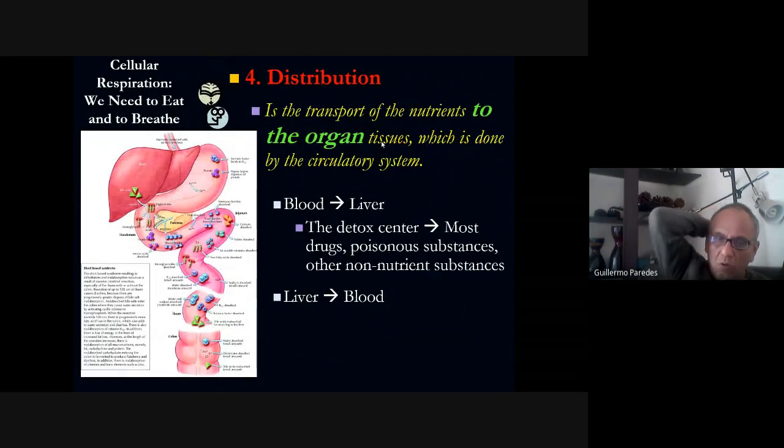Then we are going to have the distribution. Look at this. You have the ingestion, the bolus, then the chyme going to the stomach. Basically, chemical reactions are going to happen. Most of the digestion is going to occur in the stomach. So we have ingestion, digestion, and then the nutrients are going to be absorbed by the intestines. The absorption in the intestines gets them into the bloodstream. And it's in the bloodstream where they are going to be distributed.